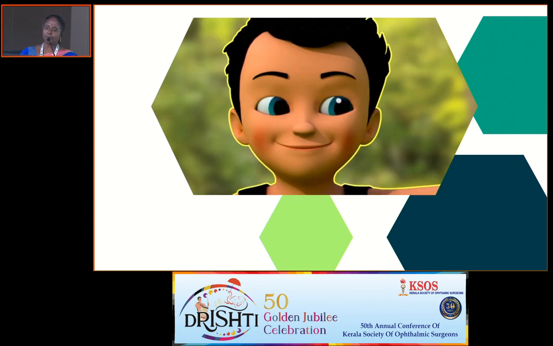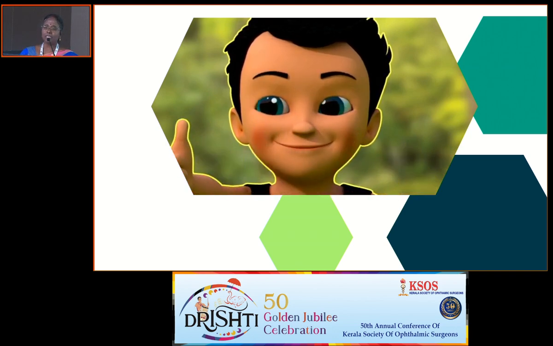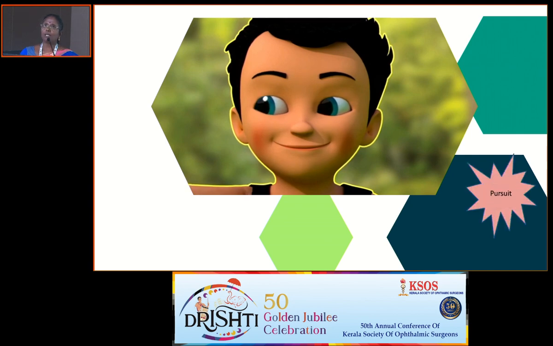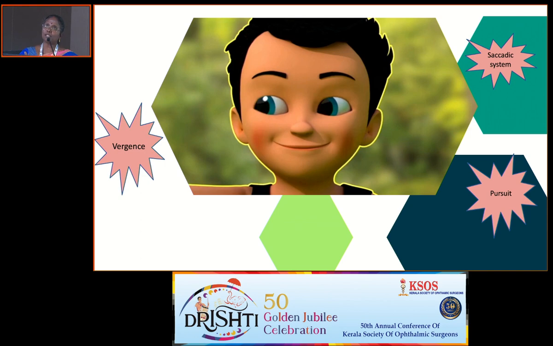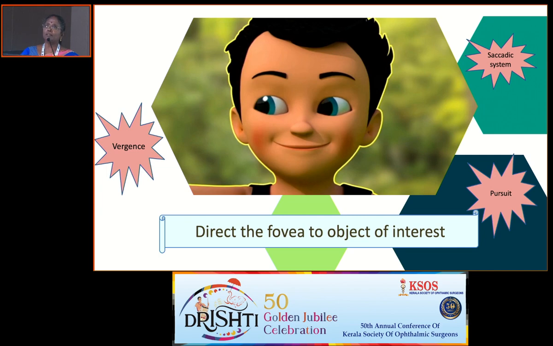You can see a boy looking at a thumb. He is fixating on the thumb. He is moving to one side and then to the other side. So what are the movements associated with it? One is your pursuit. You are following a target. As the target is moving, you are moving your eyes. That is the pursuit. The next is your saccadic system. When you look at one target and suddenly someone comes, you tend to do a corrective movement. That is the saccadic system. Apart from that, when you are focusing, your vergence system comes into play. So these movements direct the fovea to the object of interest.